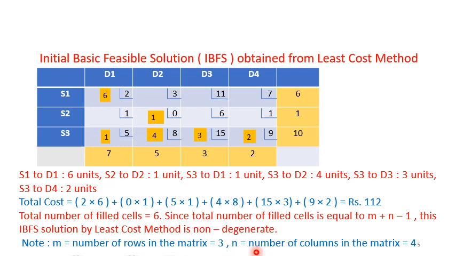So this is the least cost method. Hope all of you have understood. We have seen now northwest corner rule, now we have seen the least cost method, and in the next video we will discuss about the IBFS solution by Vogel's approximation method. Thank you.